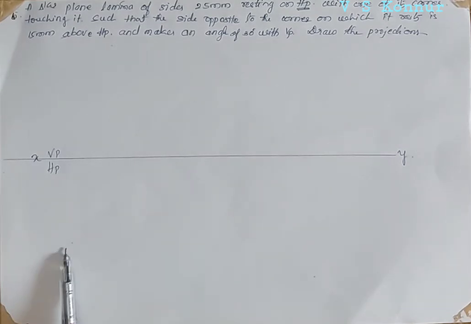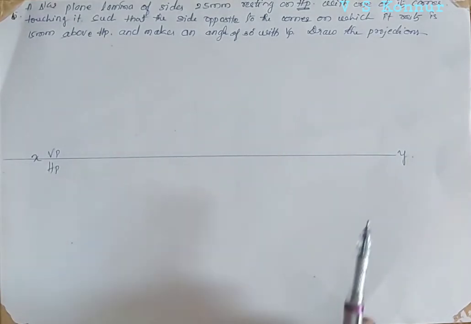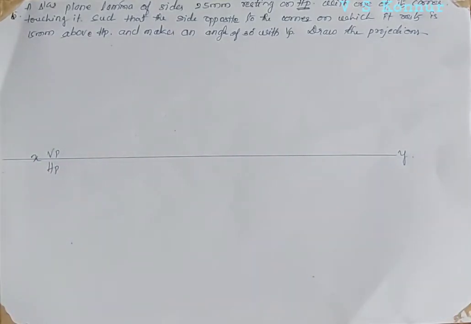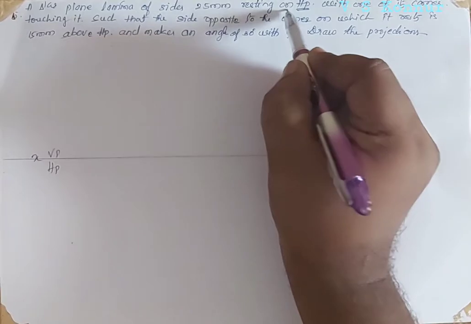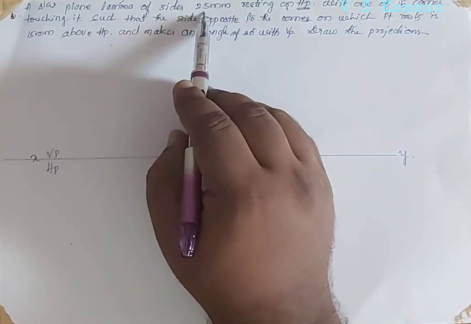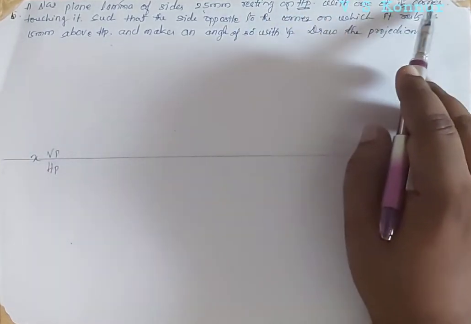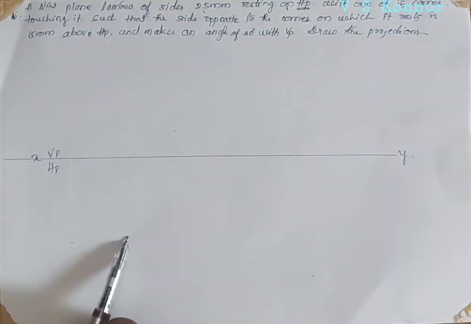If it is resting on HP, you should take the HP angle first and then the VP angle. If it is resting on VP, you should take the VP angle first and then the HP angle. Now it is resting on HP with a 25 mm side. It's a triangular lamina resting on HP with one of its corners. The corner should be on the left side but on HP. Now we'll draw the triangular lamina.